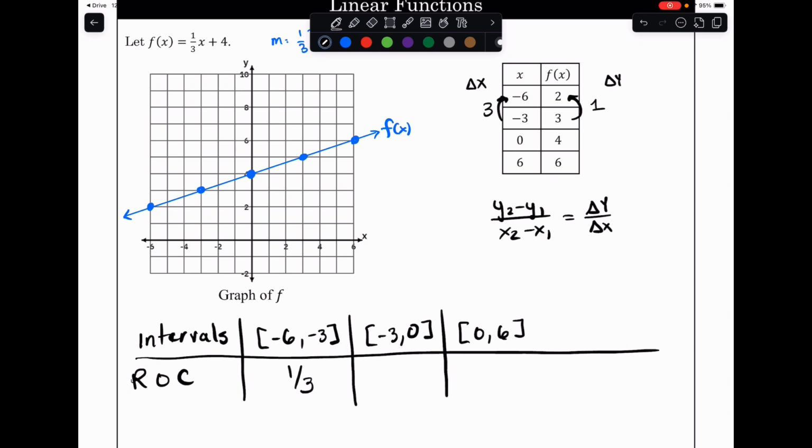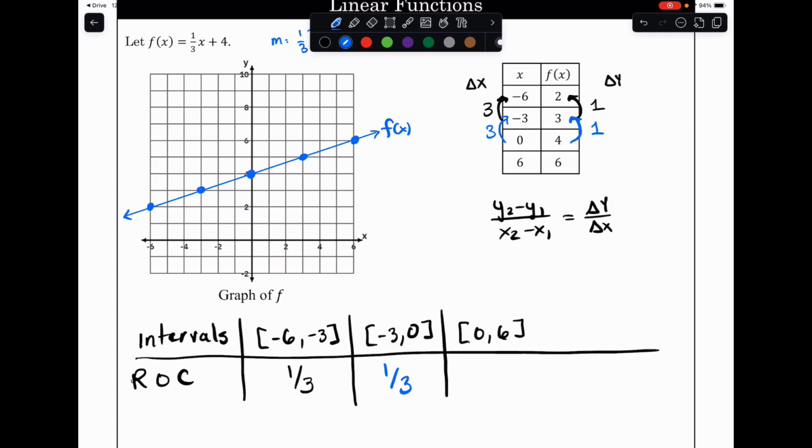Now if I look at the next interval from negative 3 to 0, the y2 and the y1 are 4 and 3. So 4 minus 3, that again is 1. And the x2 minus the x1 is 0 minus negative 3, which is also 3. So now to get the rate of change, I simply get the change in y and divide it by the change in x. So 1 divided by 3 again.